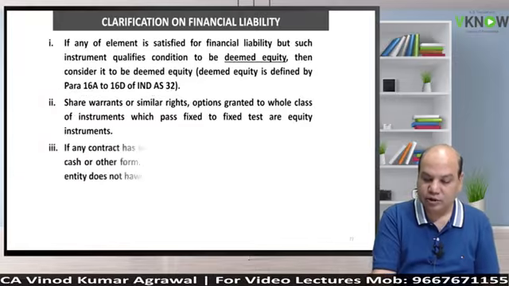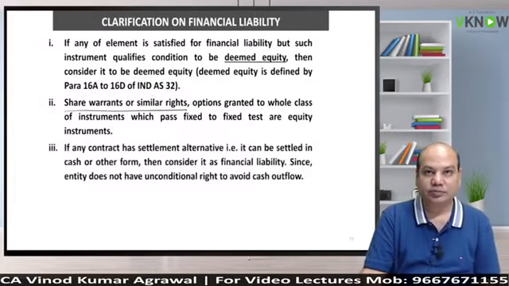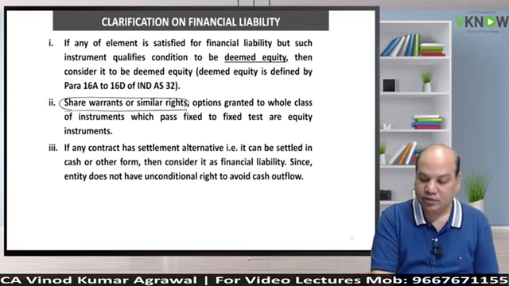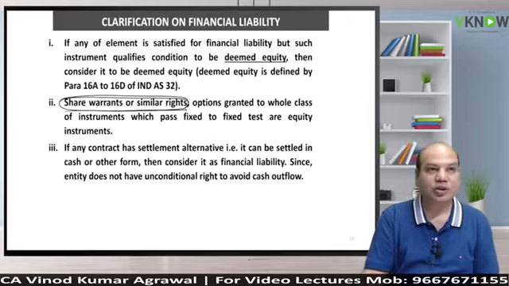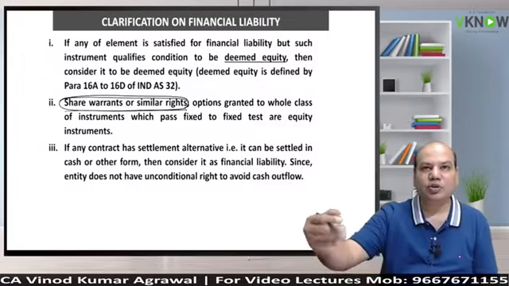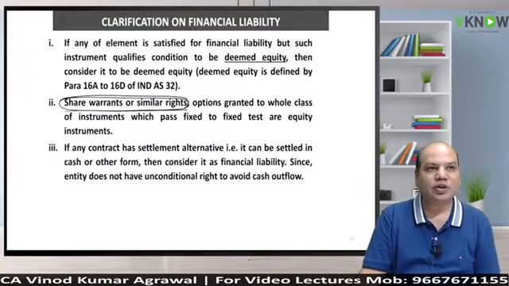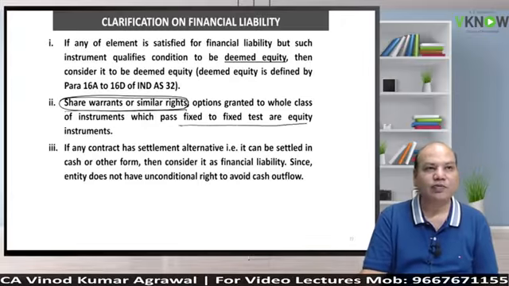Next is, what about share warrants or similar rights? Share warrants or similar rights means you pay a fixed amount and you get a fixed number of shares. Have you heard of share warrants? Share warrants are financial instruments which can be converted into a fixed number of shares by paying a fixed amount of cash. So they satisfy the fixed for fixed condition. Fixed cash is paid, fixed number of shares are issued. Because they pass the fixed for fixed test, they will be classified as equity instruments in the balance sheet.